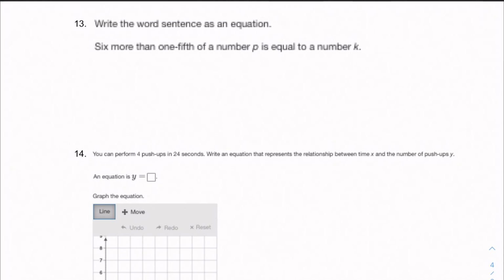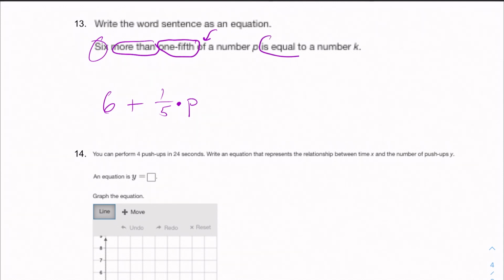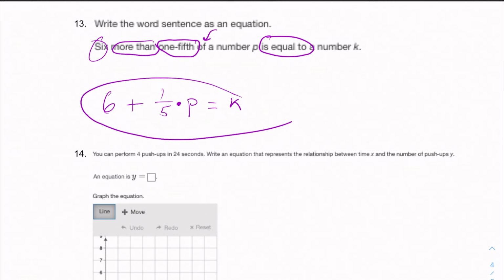Number 13. Write the word sentence as an equation. 6 more than 1/5 of a number p is equal to a number k. Okay, let's look for the keywords here. So we have the 6, so I'll write down the 6. More than, that means plus. 1/5 is a fraction, so 1/5. So the word of, whenever you're dealing with fractions, it always means multiply. Of a number p, so 1/5 times p is equal to a number k. So there's my equation.